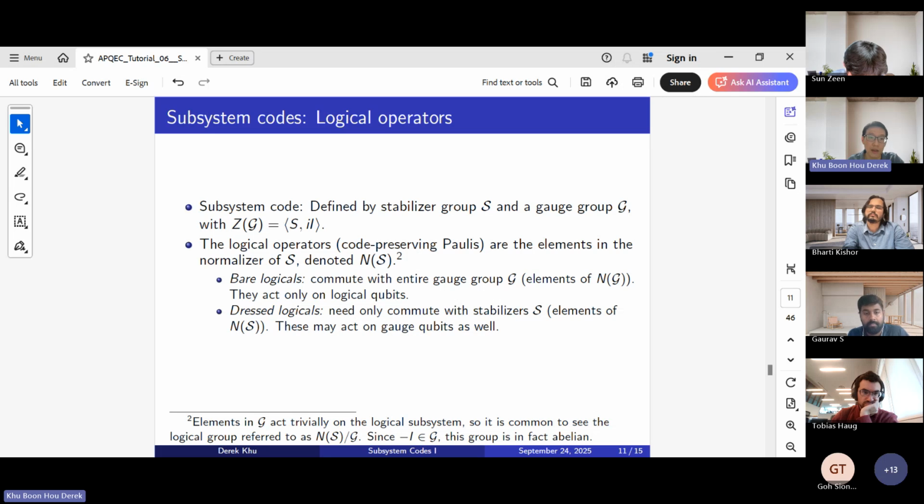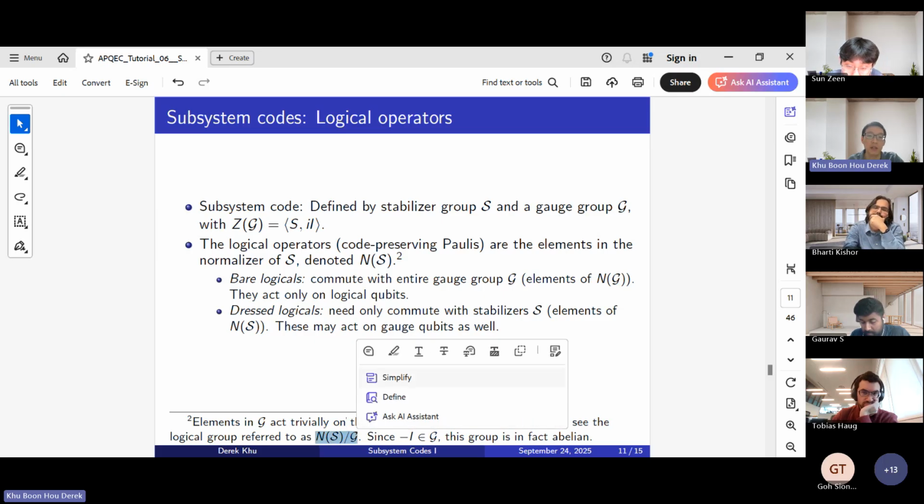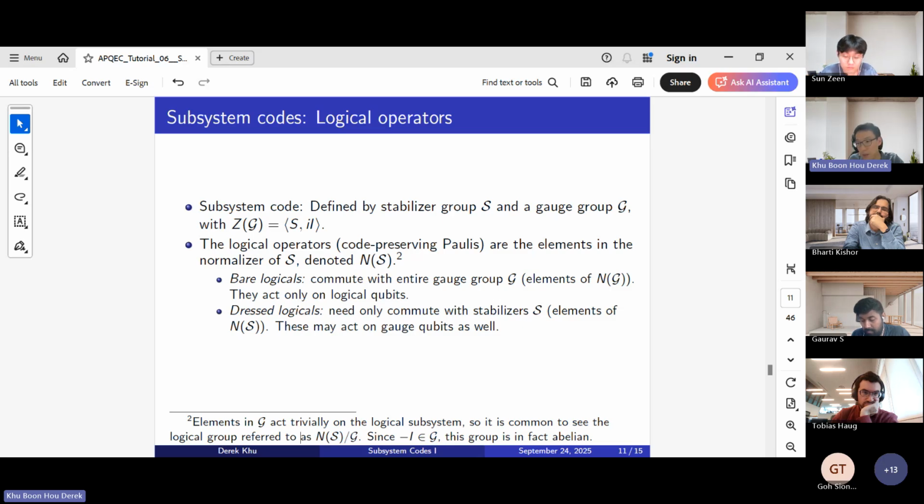And sometimes in the literature, you would see people refer to the logical group as NS over G, where NS is the normalizer of S. One has to be a little bit careful because this NS over G is actually an abelian group. You lose any anti-commuting structure, because G contains minus I, which means when you mod out by G, you mod out by minus I, so minus 1 is equal to 1. So this group becomes abelian.